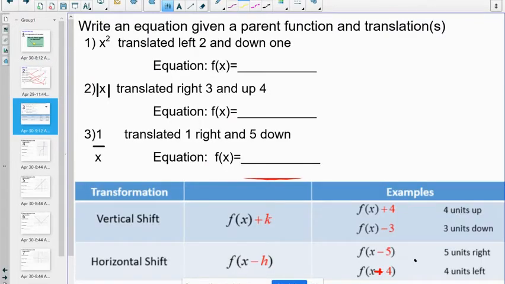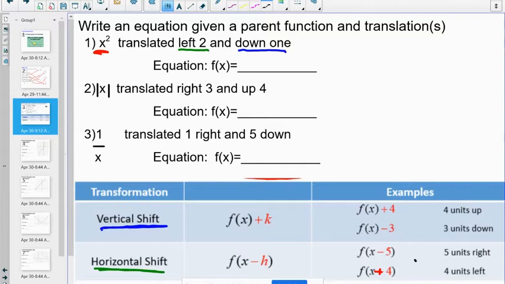Okay, so now we're going to be writing an equation given a parent function and the translation. So we're given the type of function it is. For number 1, we're given a quadratic, so it's x squared. And we're going to be writing down an equation that translates it left 2 units and down 1. Left or right is the horizontal shift, and up or down is the vertical shift.